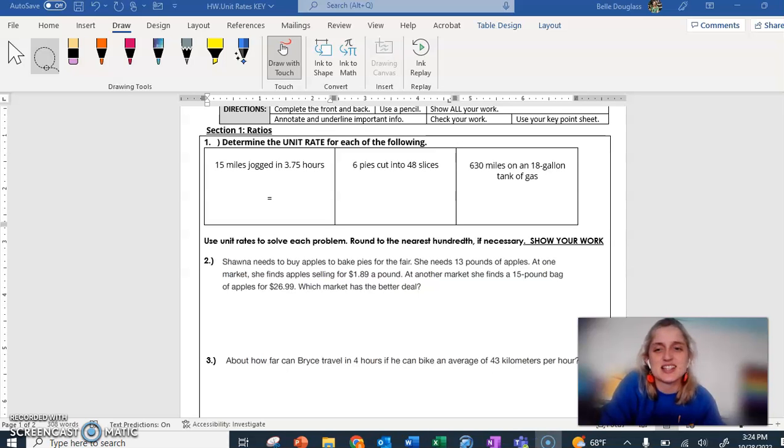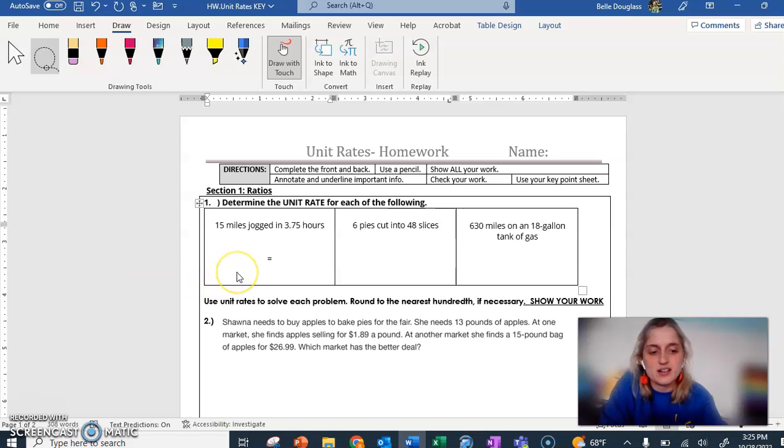Hey mathematicians, let's do your unit rate homework so that we can enjoy our weekend. All right, let's get started. The first few problems are finding a basic unit rate. I'm going to choose the hardest one so that I can help you out with these. The hardest one is the first one.